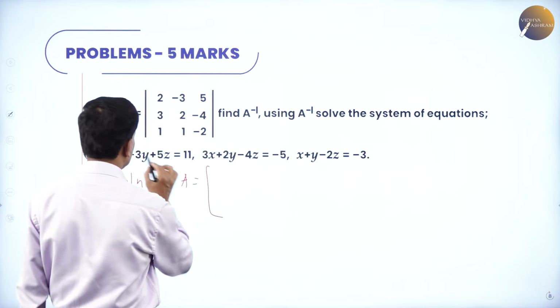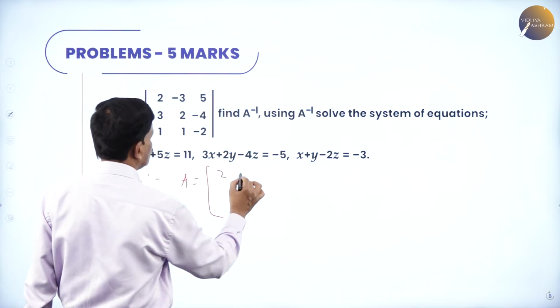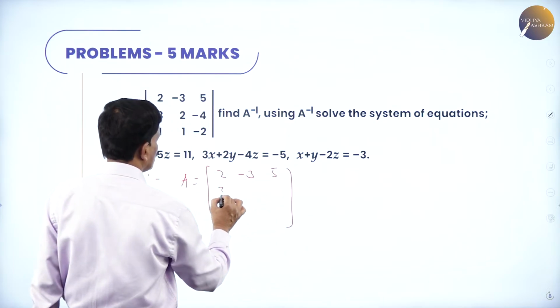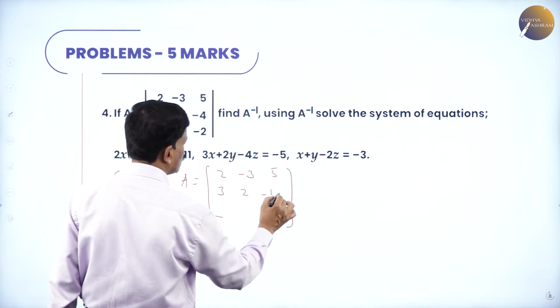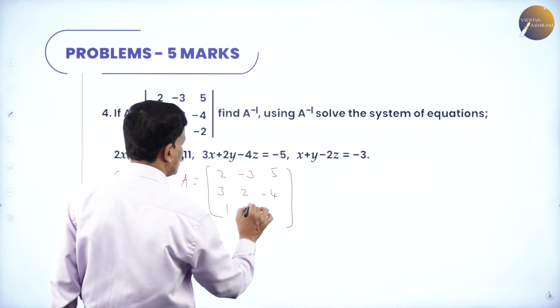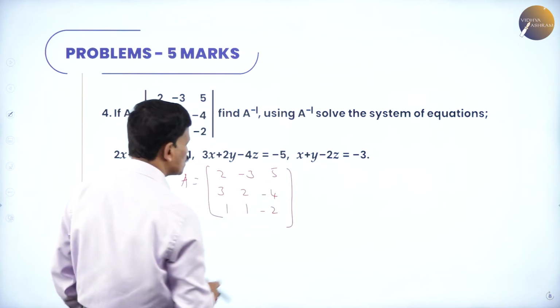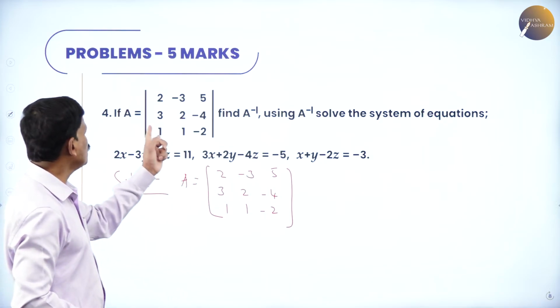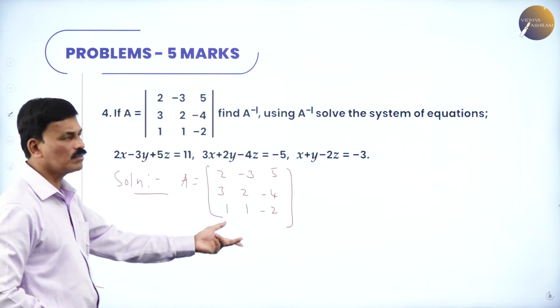What is the coefficient of X? 2. And the coefficient of Y is minus 3, Z is 5. Then the coefficient of X is 3, Y is 2, Z is minus 4. Coefficient of X is 1, Y is 1, Z is minus 2. See, this matrix and this matrix are the same: 2, minus 3, 5, 3, 2, minus 4, 1, 1 and minus 2.